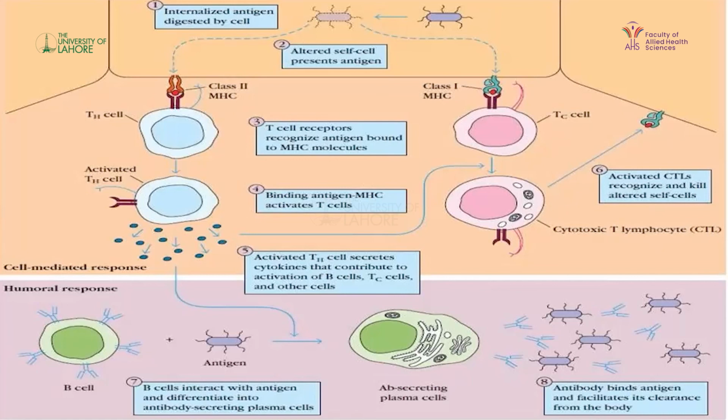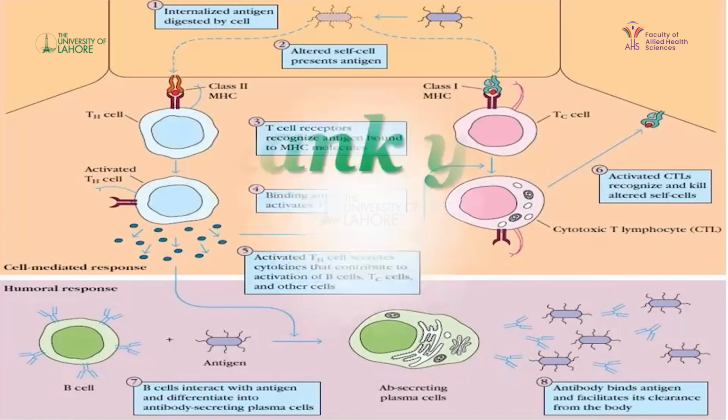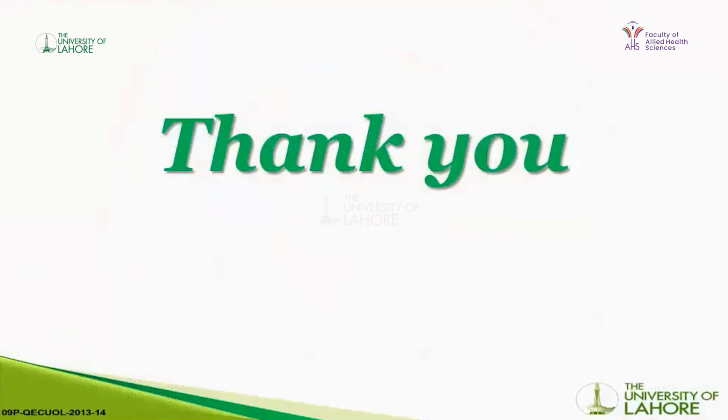But on the other hand, we can see that the TC cells, the complex of MHC class 1 molecule along with the antigen and TC cell complex will be activated, and the activated cytotoxic T lymphocyte recognizes and kills the altered cell surface cells. So this is all about antigen processing and presentation.